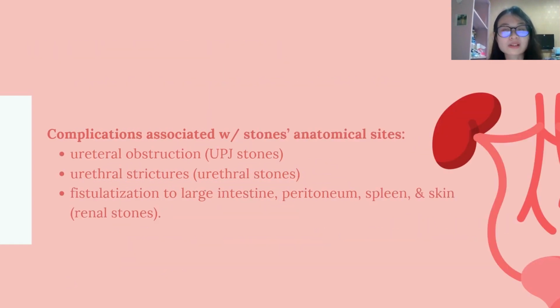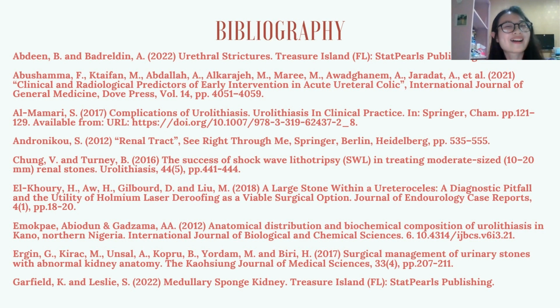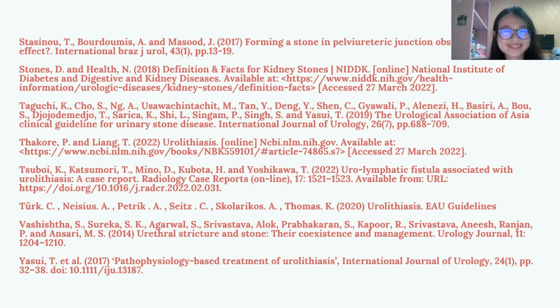Stones' anatomical sites are also associated with the complications of the disease, such as ureteral obstruction in UPJ stones and fistulization to the large intestine and spleen in renal stone cases. To conclude, the anatomical aspect is especially important in the diagnosis and treatment of urolithiasis. Furthermore, the anatomical sites of urolithiasis also determine the resulting complications of the disease. Therefore, it is important to fully understand the anatomical aspect related to urolithiasis in order to improve the urolithiasis patient's prognosis. Here are our references. Thank you.